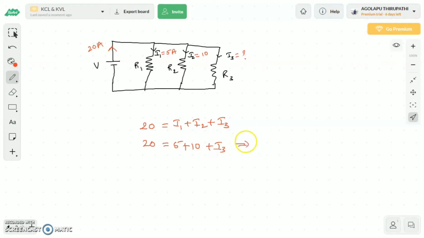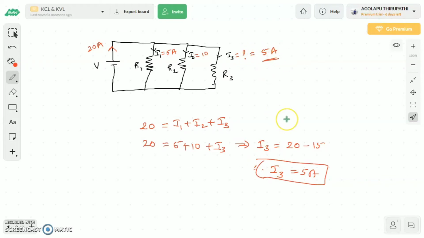From this, 5 plus 10 is 15. Therefore I3 is equal to 20 minus 15, so I3 is equal to 5 amperes. Like this we can calculate current in any resistor.